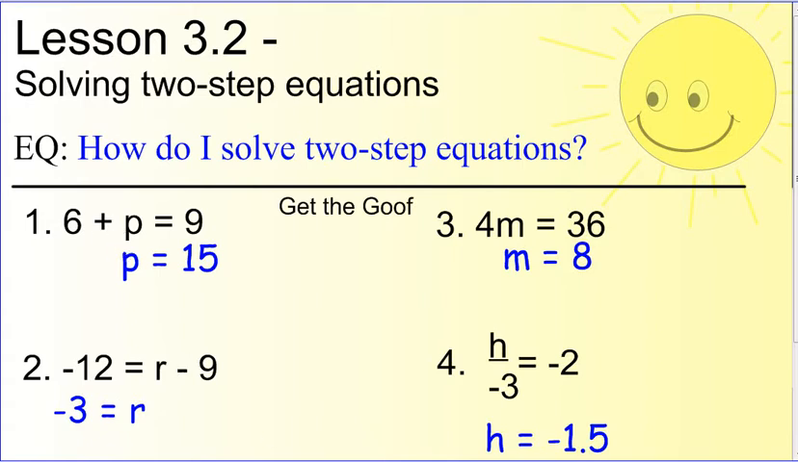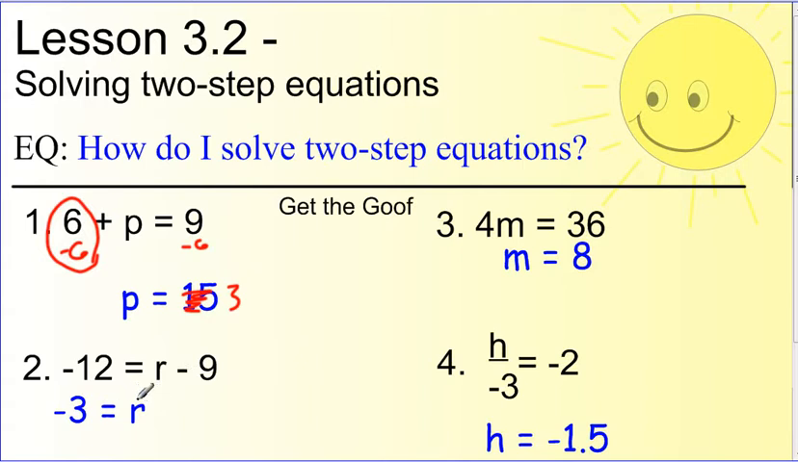This first problem, let me just bump down to have some space. The first problem, what we learned yesterday was we should always do the opposite. So if my variable here is being added by 6, I should subtract 6 on both sides. This goes to 0, and p equals 9 minus 6, which does not equal 15. It should be 3. And if we plug that back in, we check to see 6 plus 3 is 9. So that would be the correct answer.